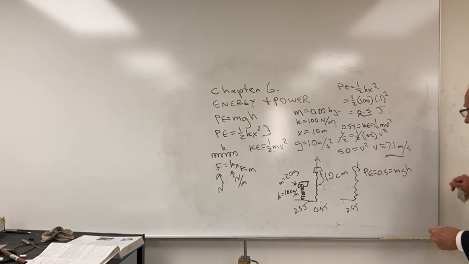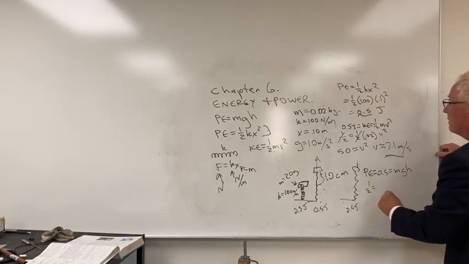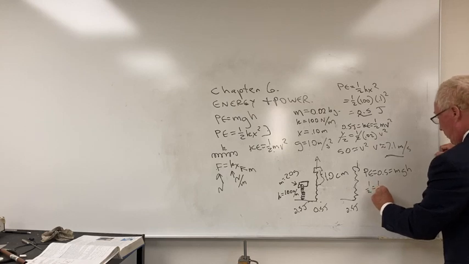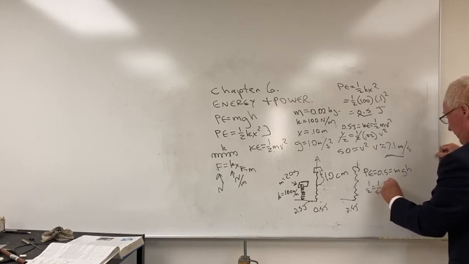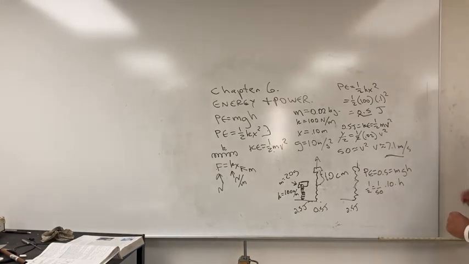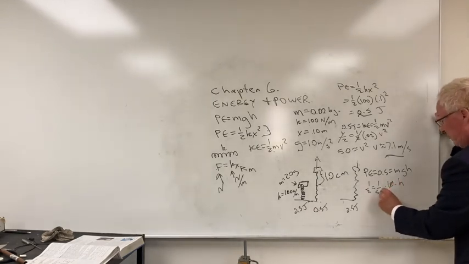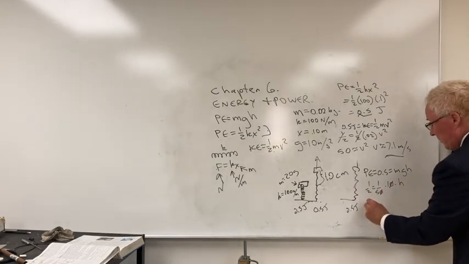In that case, this becomes 1/2 equals 0.02 times 10 times h. Let's see, that's 1/5, so multiply both sides by 5.